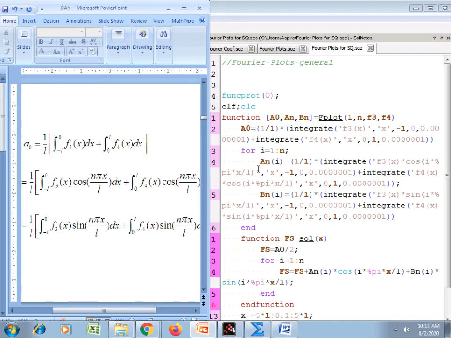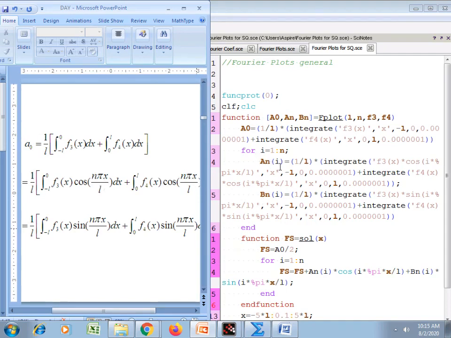Similarly, for the coefficients an and bn, the coefficient an is equal to 1 by L into the bracket, the first integral with the integrand f3 of x into cos n pi x by L. The limits of integration are from minus L to 0, plus the second integral, the integrand is f4 into cos n pi x by L. Limits are from 0 to L.